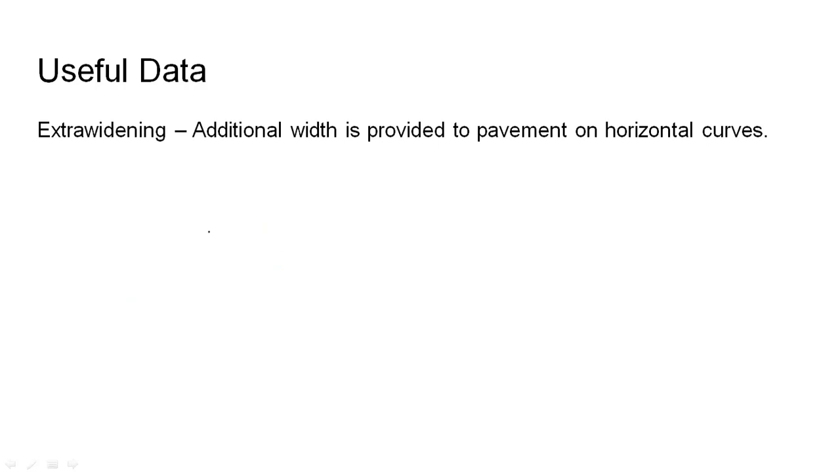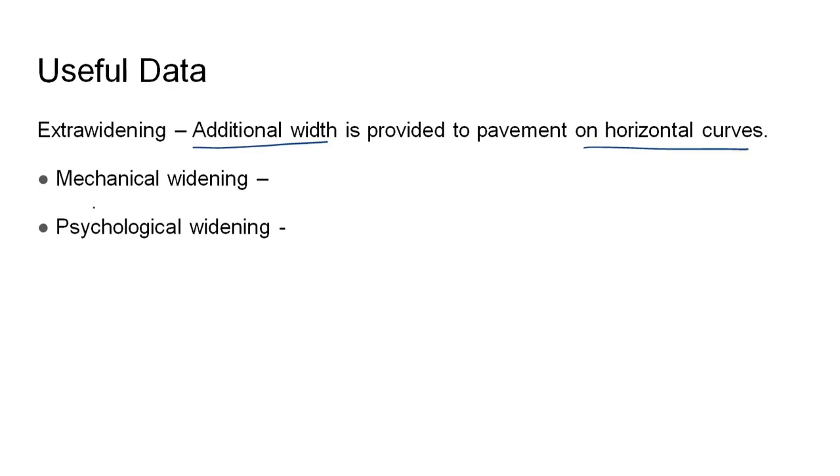So when we talk about extra widening, it is a geometric design element where additional width is provided to pavement on horizontal curves. Mainly it has two components. The first one being mechanical widening. This is provided to counter the phenomenon of off-tracking of a vehicle, where the front wheels do not follow the same path as the rear wheels. And another component is psychological widening due to the inherent nature of the drivers.